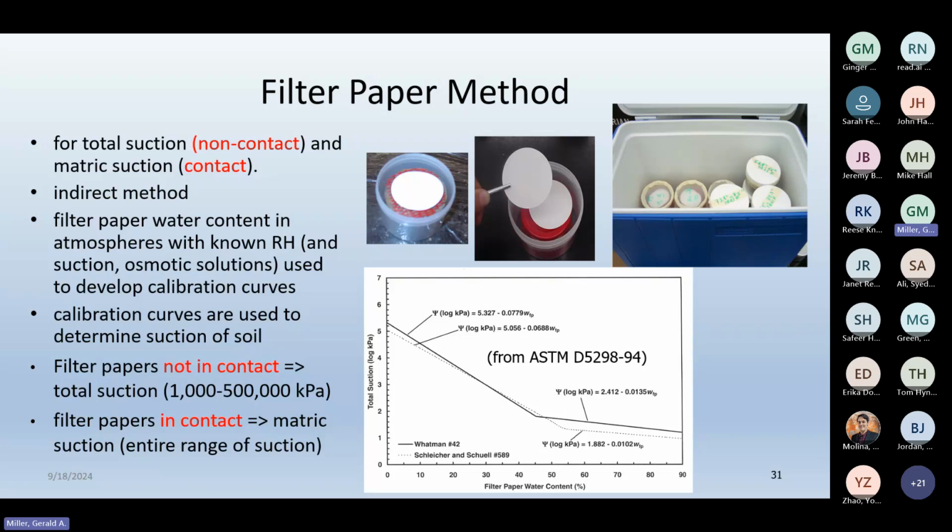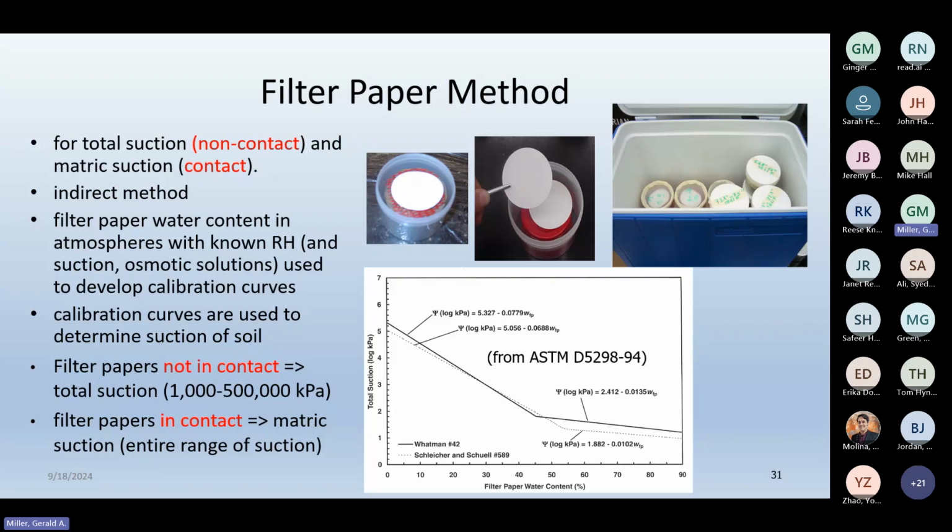And then the contact method, you take that filter paper and you sandwich it between two sacrificial filter papers, sandwich it between the soil, and that measures matrix suction because it allows the water to migrate, so you also get an equilibrium in salt concentration between the two. And then you use this calibration between filter paper water content and suction to get your suction values. So this is an inexpensive method. It does take extreme care and it takes time. You have to control the temperature very precisely, but it has been widely used.